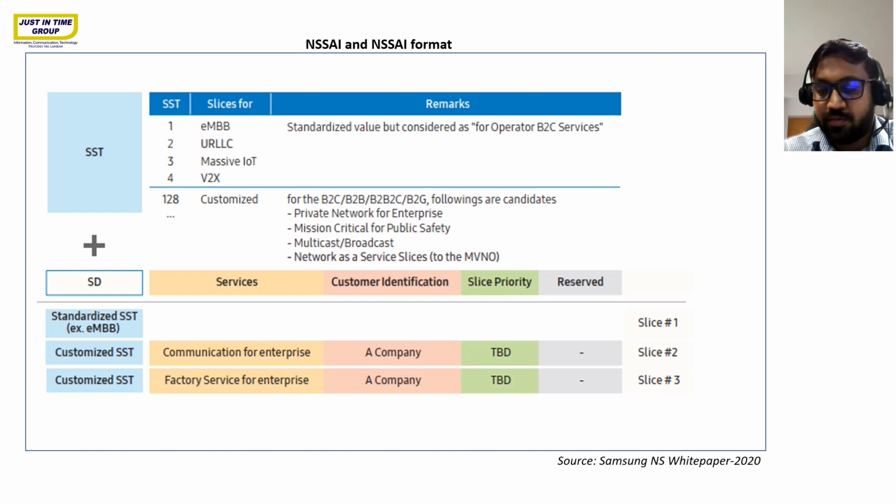Let's say you are providing some sort of enhanced mobile broadband service to a BFSI customer or something like that. Then you can categorize them using this service, and you can do the custom identification of the rest of the bits, and then you can indicate the slice priority and all those fields in the slice differentiator field itself. So this is how it looks.